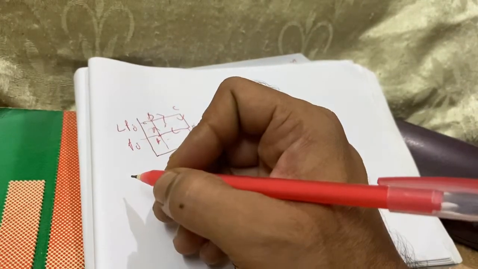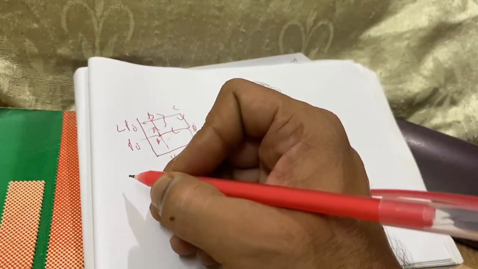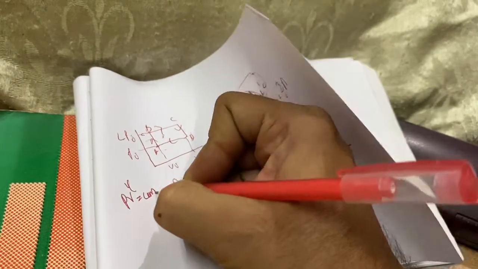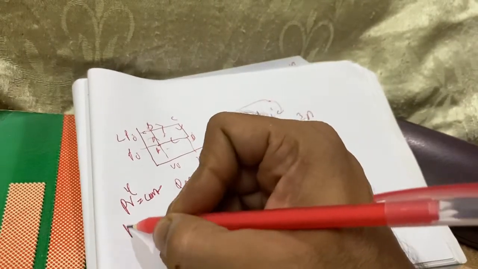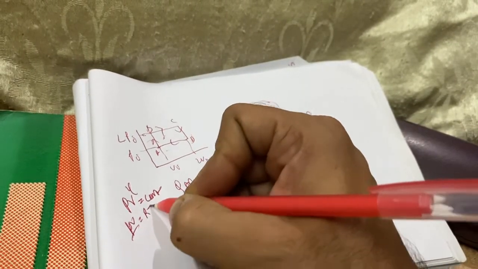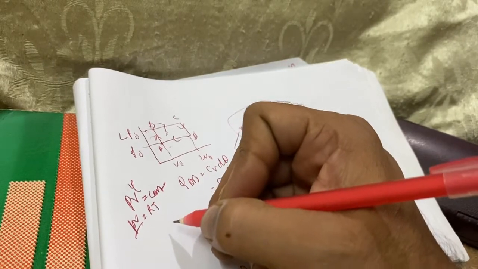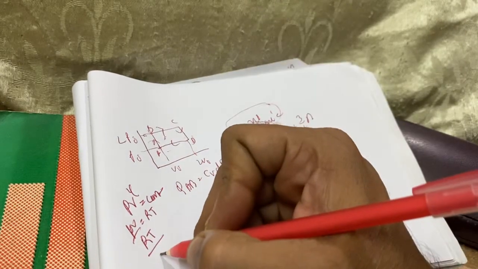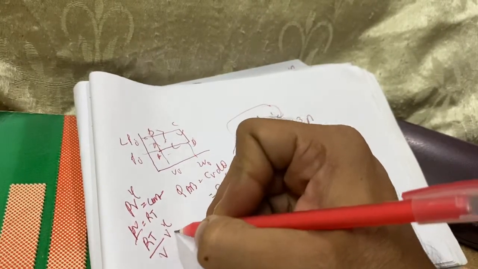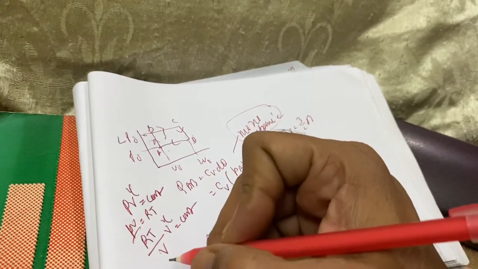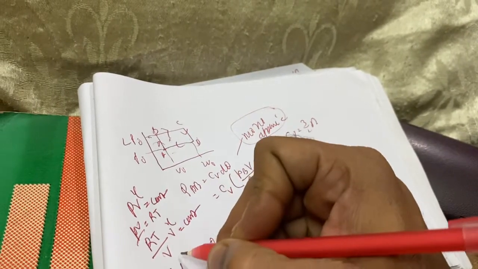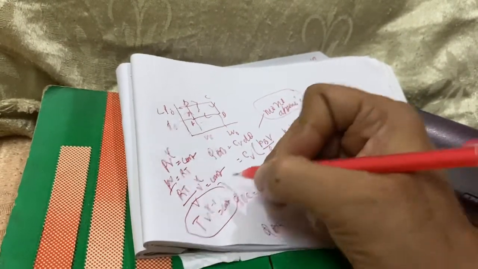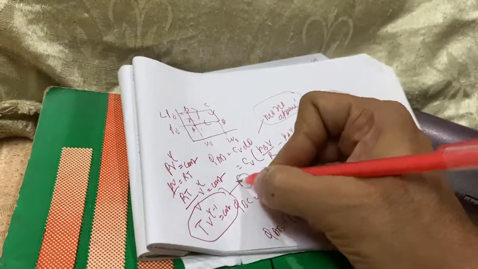As you know, for an ideal gas in an adiabatic process, P V to the power gamma is equal to constant. Again PV equals RT. So (RT by V) into V to the power gamma is equal to constant, and from this we get T V to the power gamma minus 1 is equal to constant. This is true for an adiabatic process.